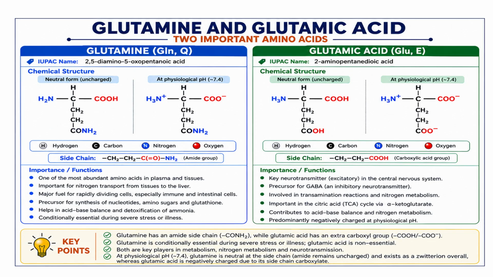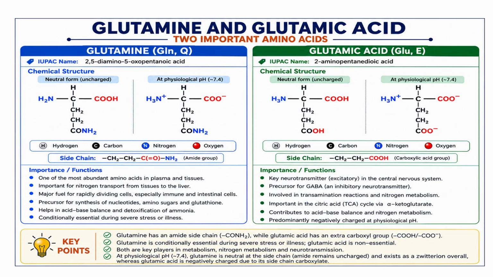Glutamine provides nitrogen for the synthesis of nucleotides, amino sugars, and other nitrogen-containing compounds. It also serves as an important metabolic fuel for rapidly dividing cells, particularly intestinal and immune cells. Under conditions such as severe illness, injury, or metabolic stress, glutamine may become conditionally essential. At physiological pH, glutamine exists predominantly as a zwitterion, with an NH3+ alpha amino group and a COO- alpha carboxyl group.